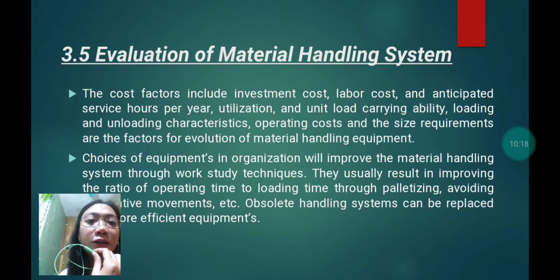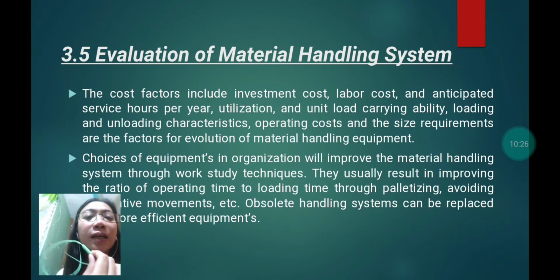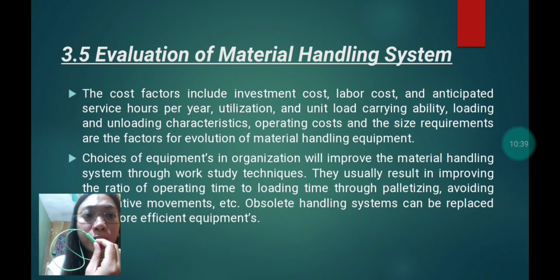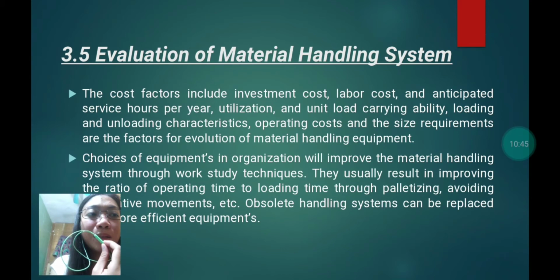Okay, here is 3.5. We have evaluation of material handling system. The cost factors include investment cost, labor cost, and anticipated service hours per year, utilization and unit load carrying ability, loading and unloading characteristics. Operating cost and the size requirements are the factors for evaluation of material handling equipment.